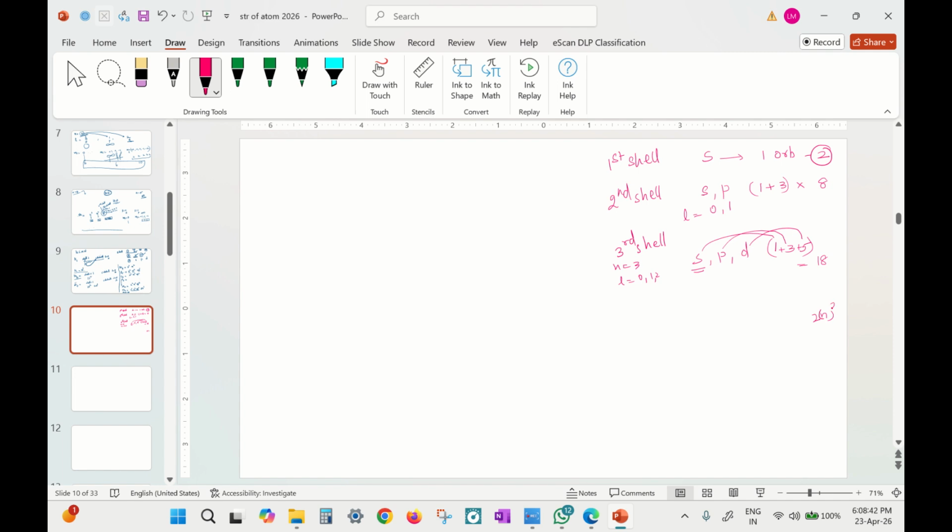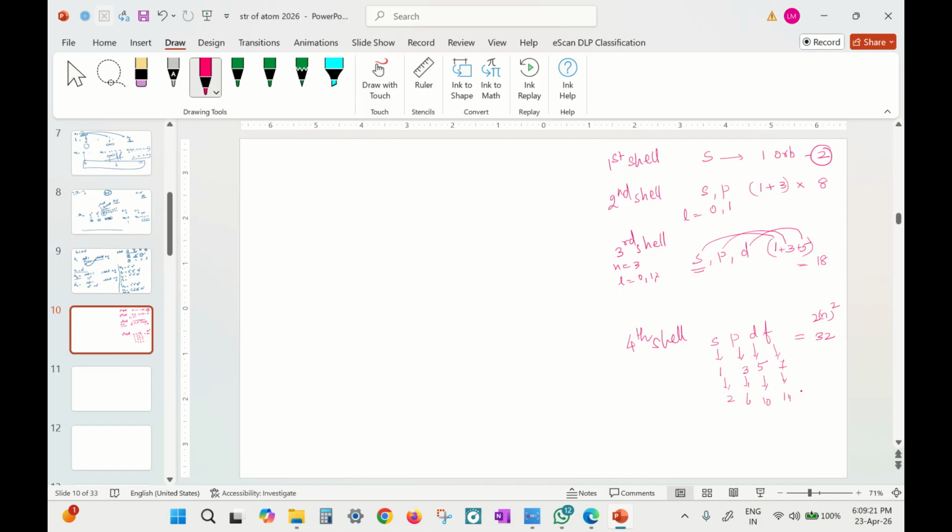The next one will be 2n square. The fourth shell will accommodate, sorry, 32 electrons. 2 into 4 square, so 32 electrons. So there the subshells will be S, P, D, and F. One orbital in S, two electrons. Three orbitals in P, so six electrons. Five orbitals in D, so 10 electrons. And seven orbitals in F, and therefore 14 electrons. So sum it up, and that becomes now 32.